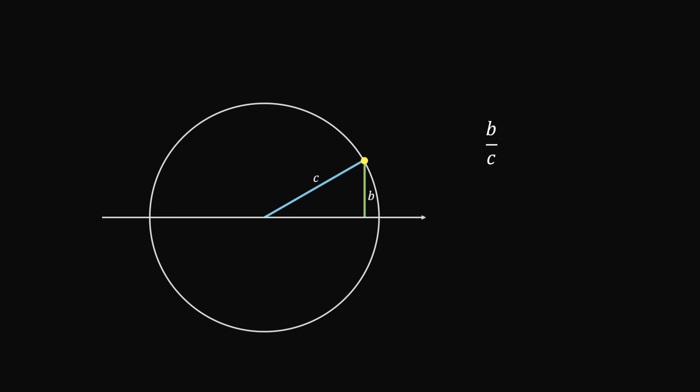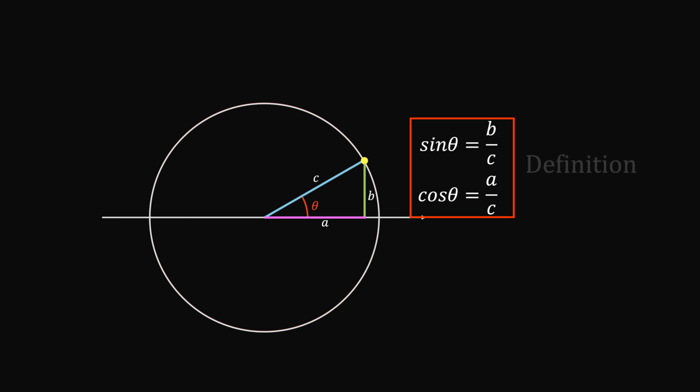The ratio doesn't change whether the triangle is bigger or smaller. What matters is the angle theta that's facing the height. So we give this ratio a name, sine theta, meaning it's the ratio of the opposite side over the hypotenuse. Cosine is the ratio of the adjacent side over the hypotenuse. Notice that these are the definitions of sine and cosine.